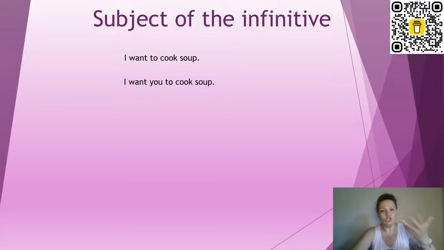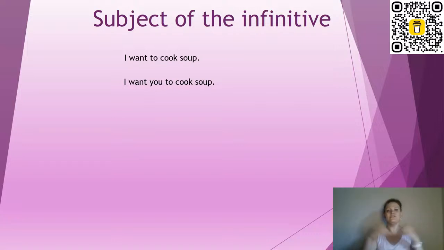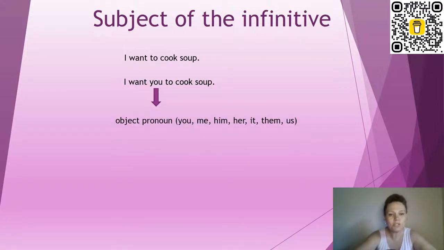And I want you to cook soup. So here in the second sentence, we have the subject of the infinitive. And it is stated separately because these are two different people. I want someone to cook soup. So there are two people who participate in the construction. In this case, instead of you, an object pronoun can be used: I want you, me, him, her, it, them, us. Any of them can be used in this position.